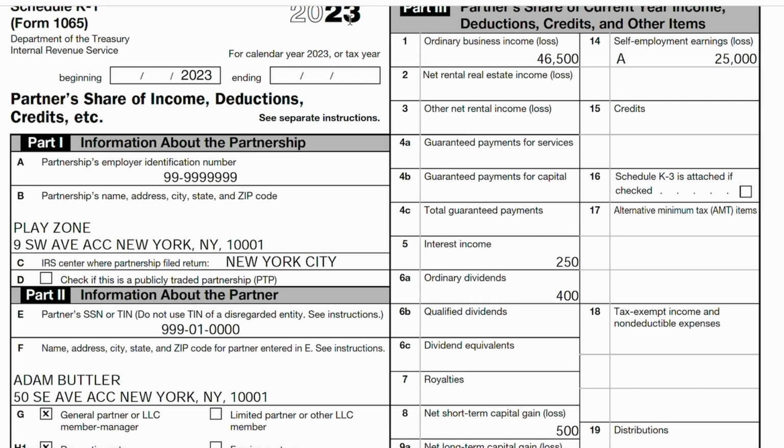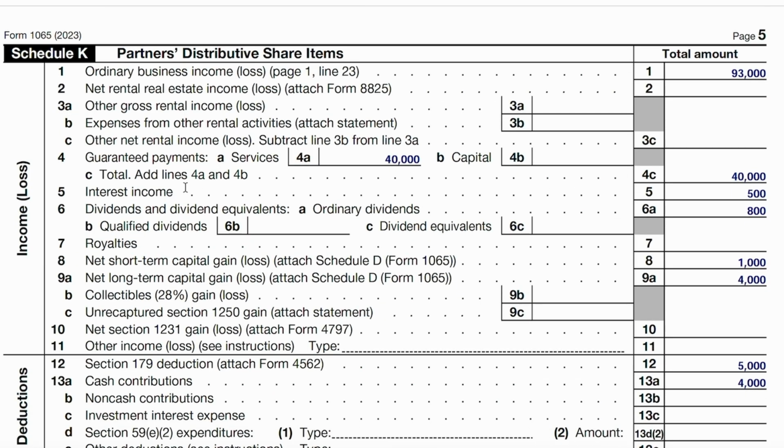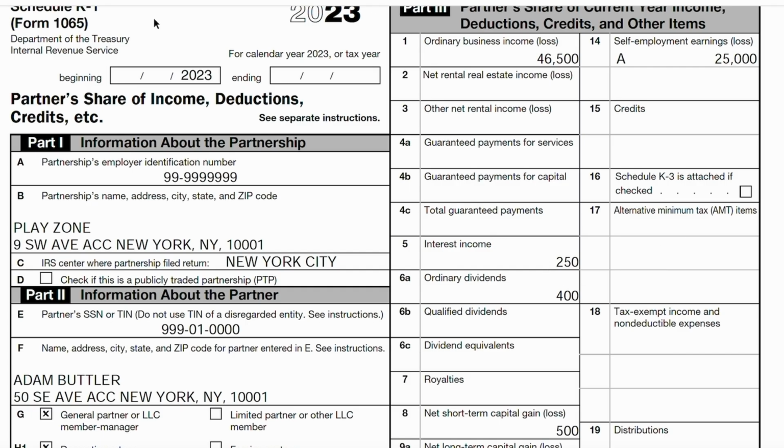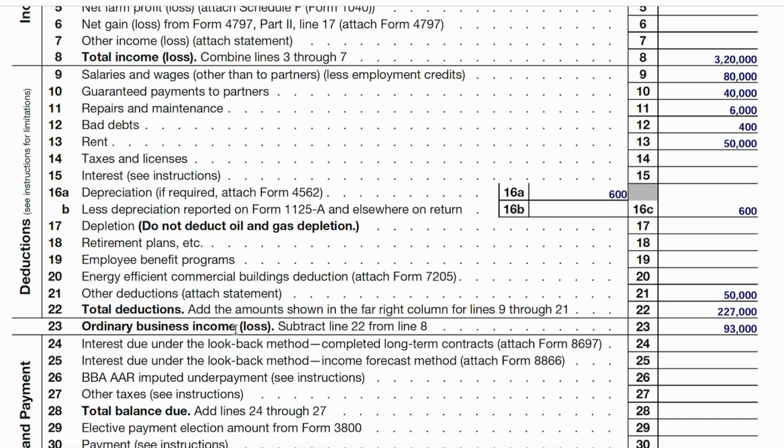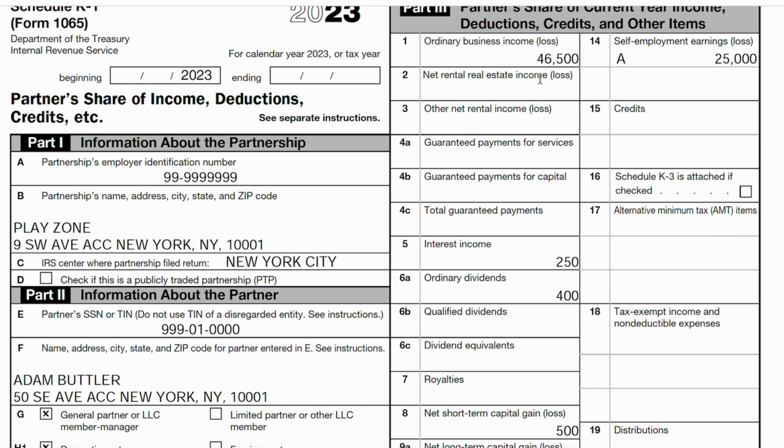Now you can see we have interest income as well. So this is 500. If you go back to Schedule K-1, it will be 250, and for James Smith also it is 250. So one more thing that I want to explain to you is that you see this ordinary business income, right? So this is ordinary business income. As you can see, both the partners pick it on their Schedule K-1, and from Schedule K-1 they will pick it on their 1040 and they will pay tax on it.